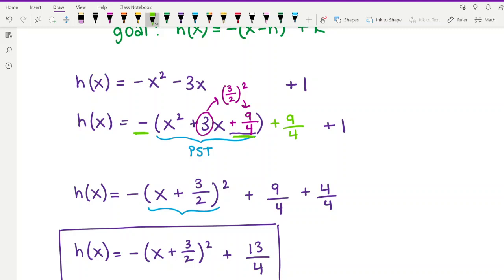I think checking your work, again, is just the best way to really understand how this process works.